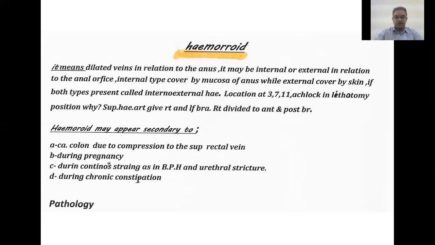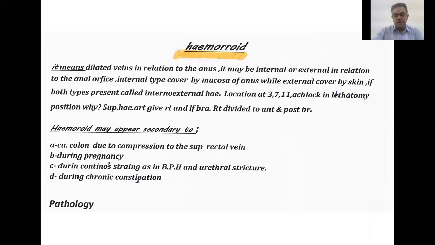The new subject is hemorrhoids. Now we have finished with pilonidal sinus and we start with hemorrhoids, which are important. They are dilated veins in relation to the anus. They may be internal or external in relation to the anal orifice. Hemorrhoids are dilated veins in relation to the mucosa of the anus and anal canal. The internal type is covered by mucosa of the anus, while the external is covered by skin. When both types are present, it is called internal-external hemorrhoid.